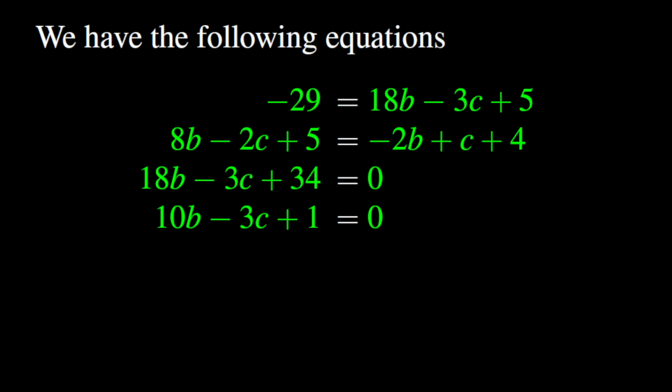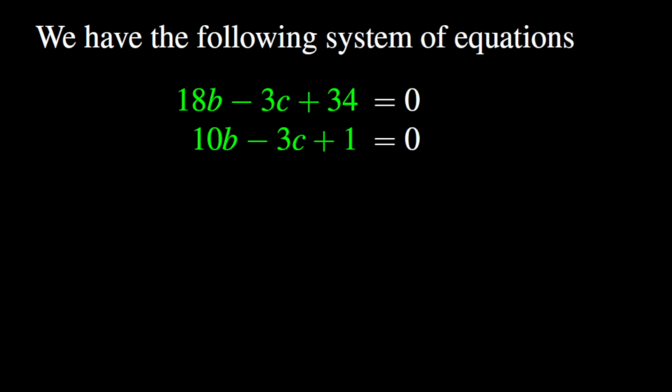We simplify these equations and obtain 18b minus 3c plus 34 is equal to 0, and 10b minus 3c plus 1 is equal to 0. In sum, for the function g to be continuous everywhere we need to find the values of b and c that satisfy the following system of equations. 18b minus 3c plus 34 is equal to 0. 10b minus 3c plus 1 is equal to 0. We will now solve this system of equations to find the values of b and c that make the function g continuous everywhere.